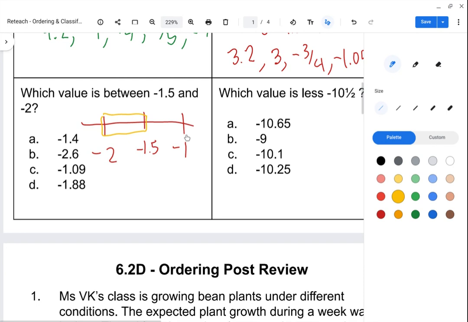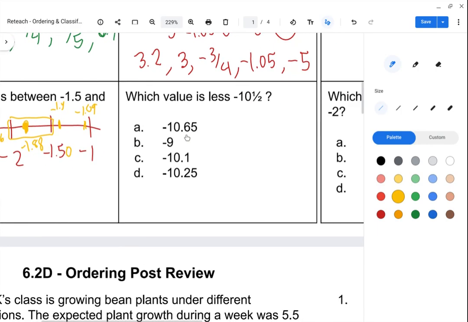Well, 1.4 is bigger than 1.5 here, because remember it's negative, so that would be negative 1.4, so no. Negative 2.6 would be less than negative 2, so no. Negative 1.09, so this is 1.5, 0, so 0.9 would be somewhere over here, negative 1.09, so no. So negative 1.88. Yes, 1.88 would be before 2, negative 1.88. So that would be the one that would be between there. Use the number line to help you.